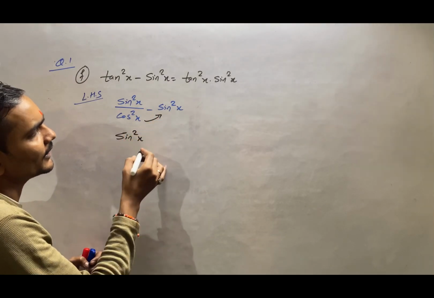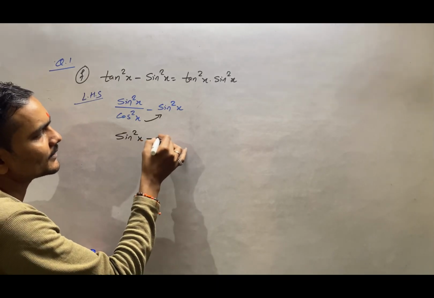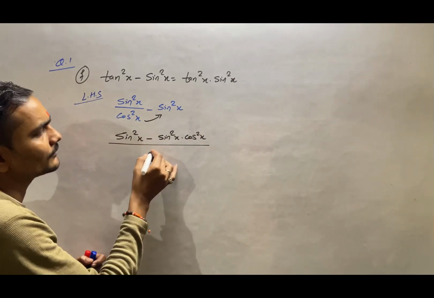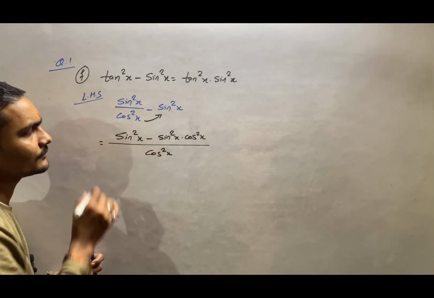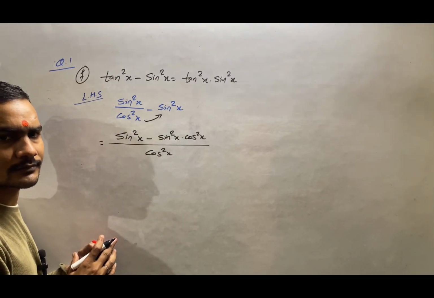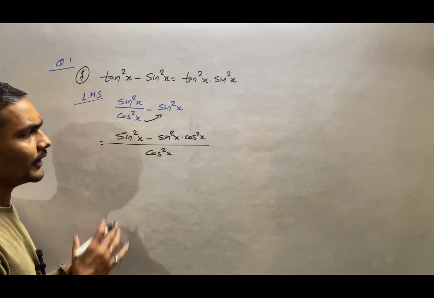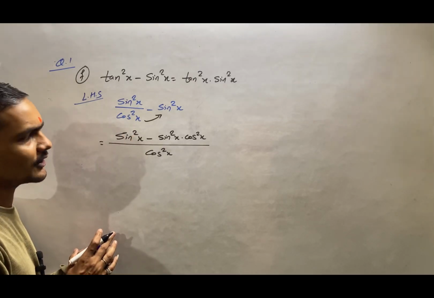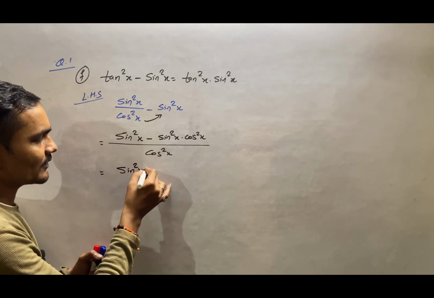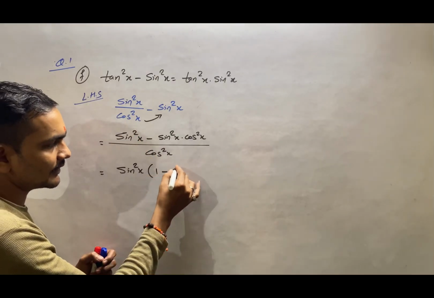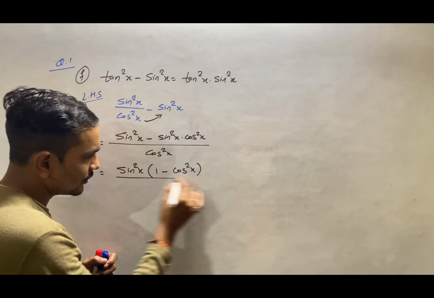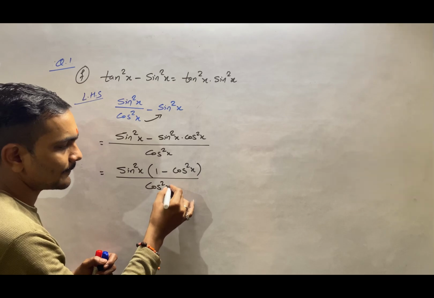So sine square x minus sine square x times cos square x over cos square x. From here, what can we take common? In the numerator, we are taking common, not cancelling. So in the numerator, we can take sine square as common. So here we are left with 1, and in this we are left with 1 minus cos square of x over cos square x.